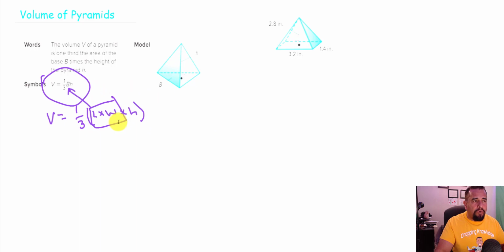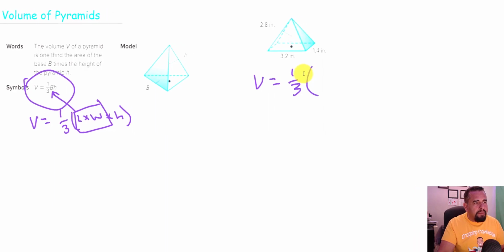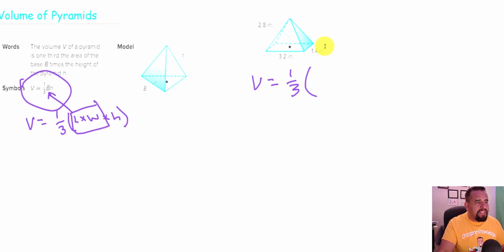So let's go ahead and use the formula and find the volume of this rectangular pyramid. So 1/3 times the length and width. Well, length and width in this case is 3.2 times 1.4. And all of that is going to be multiplied times the height. And I don't know why I put an H there, since I notice here they gave me the height of 2.8. So let's go ahead and plug in the height of 2.8.